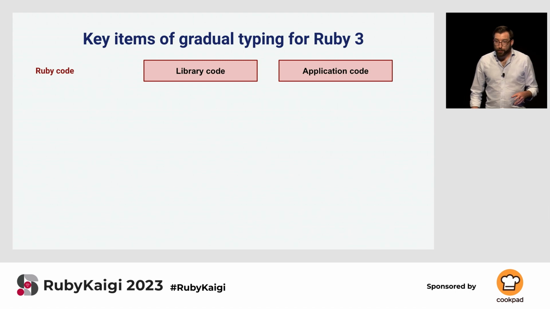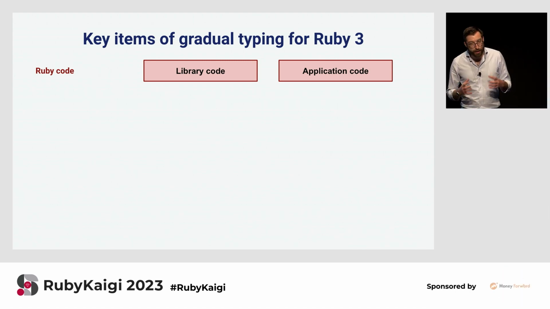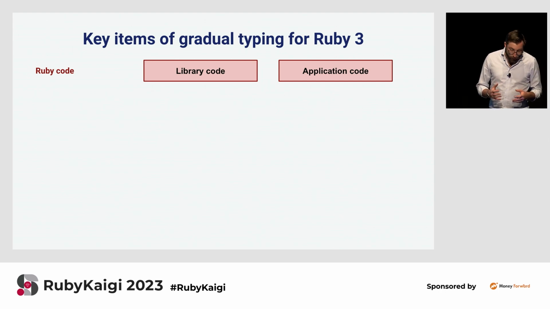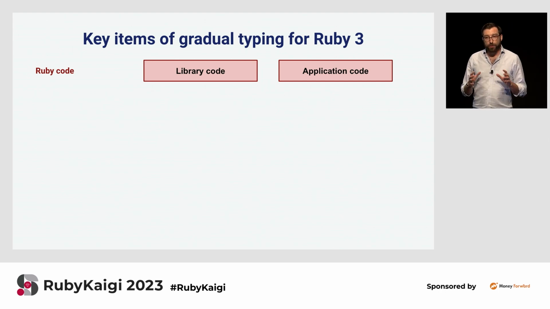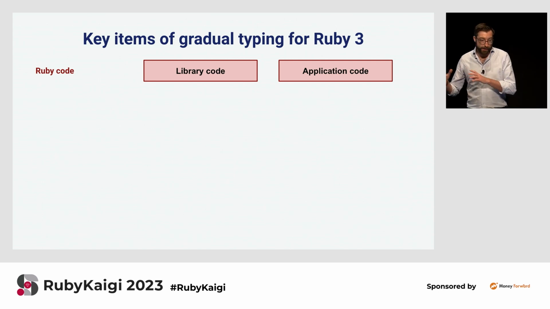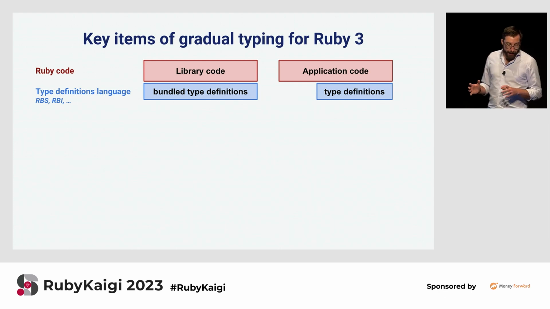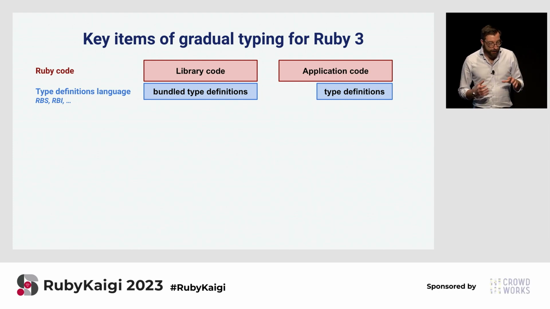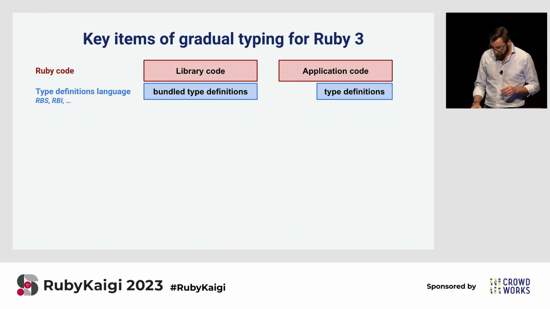What came with Ruby 3 was defining the key items for gradual typing for Ruby. So at the first level, we have the Ruby code. It's your application code, but also the code of all the libraries you're using, such as the gems you're using. The idea with Ruby 3 came with defining a type definition language, something that defines what is inside your application code, but also in the code of the gems you're using.